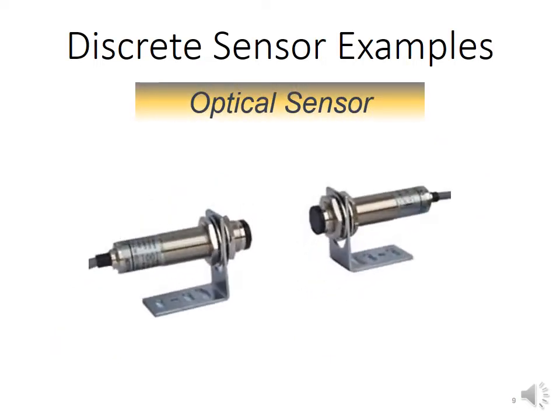Second, optical sensors. Optical sensors come as two units. The two units are an emitter of light and a detector of light. The units are placed in a line of sight. When the space between the two units is not blocked, light is able to reach the receiver. When the space is blocked, light cannot reach the receiver.